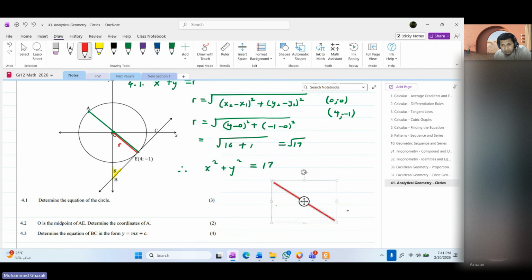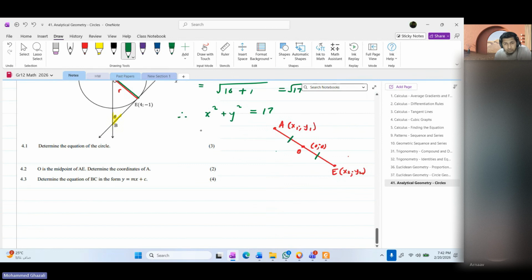Let me just give you a picture of what's happening here. O is the midpoint, so that is (0, 0). And this is A, call it (x1, y1), and this is E, (x2, y2), right? And O is the midpoint, so those two are equal.